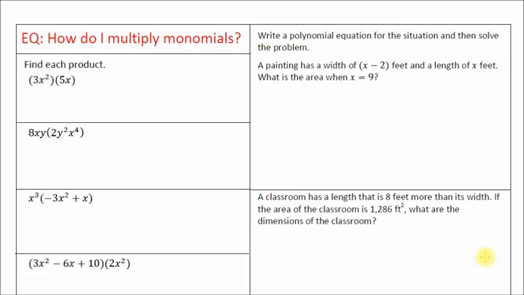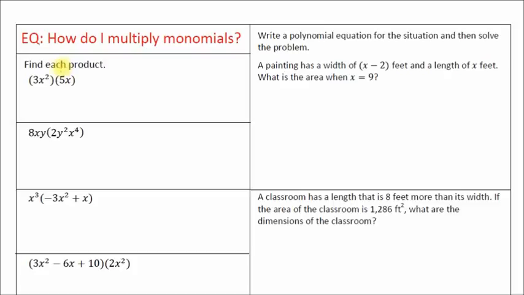In this video, we answer the essential question, how do I multiply monomials? We've already defined a monomial as an expression with one term. So the question is, how do we multiply things together when there is a monomial in it? Let's take a look at the first one. We'll start off easier and get a little bit more difficult as we go.